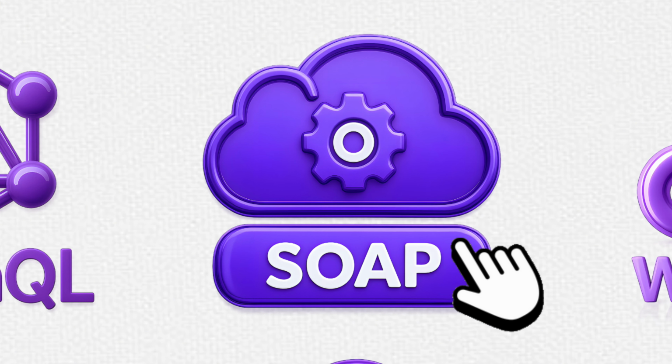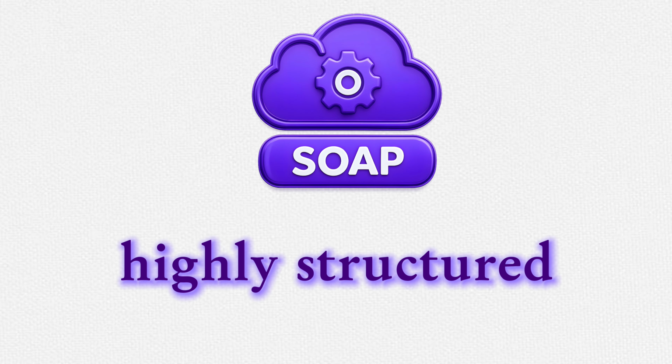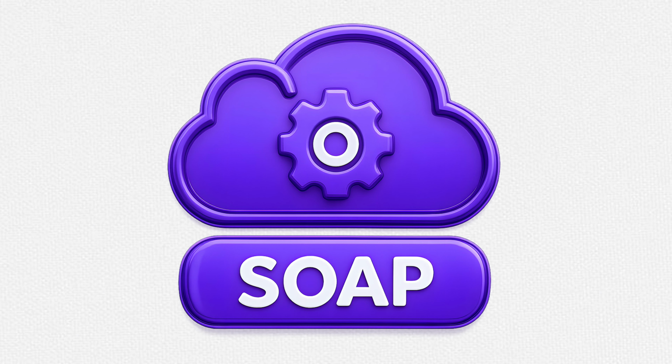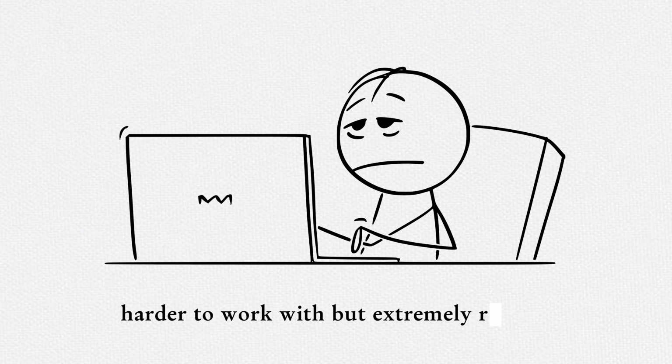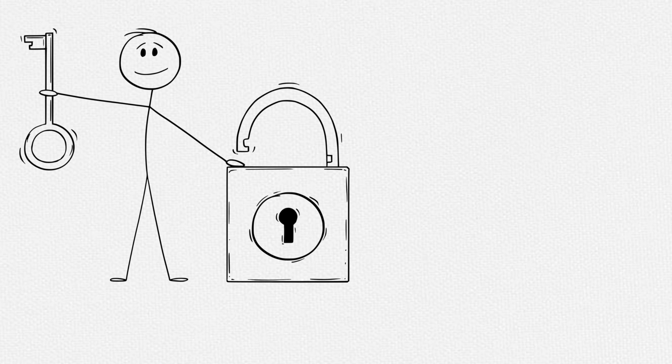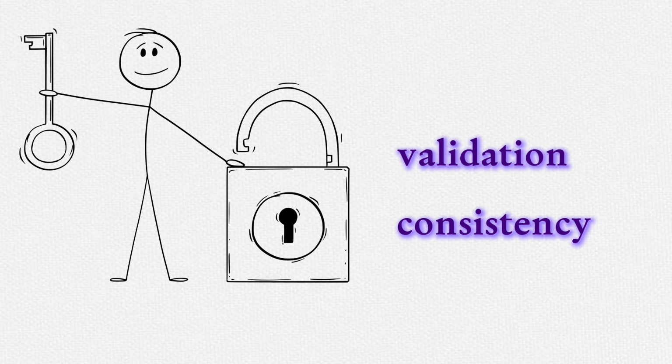Now let's talk about SOAP. SOAP is a highly structured and strict API protocol. Every request must follow a predefined format, usually written in XML. This makes SOAP harder to work with but extremely reliable. That's why SOAP is still used in banks, insurance systems, and government services where security, validation, and consistency are more important than flexibility.